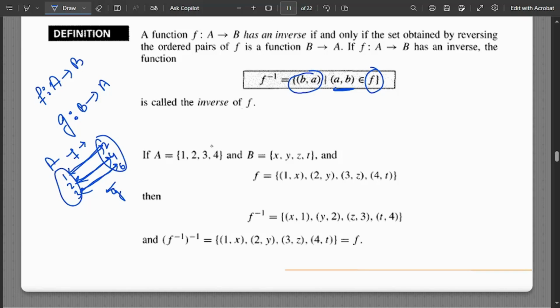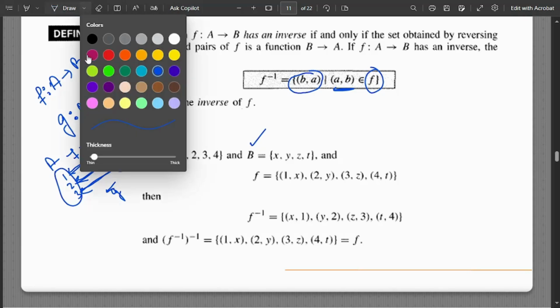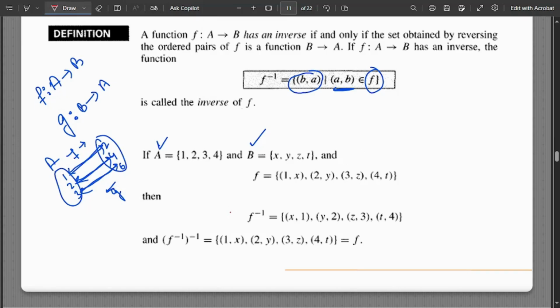For example, suppose we have a function f from set A to B, comprising elements 1, 2, 3, 4 and x, y, z, t. That is 1 maps with x, 2 maps with y, 3 maps with z. Then f inverse will be written so that for AB here we get BA. So for 1x, here we get x1. For 2y, here we get y2.